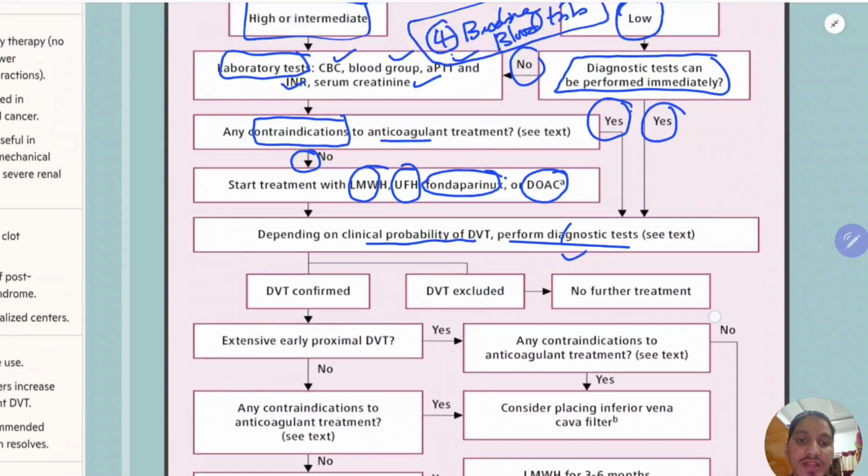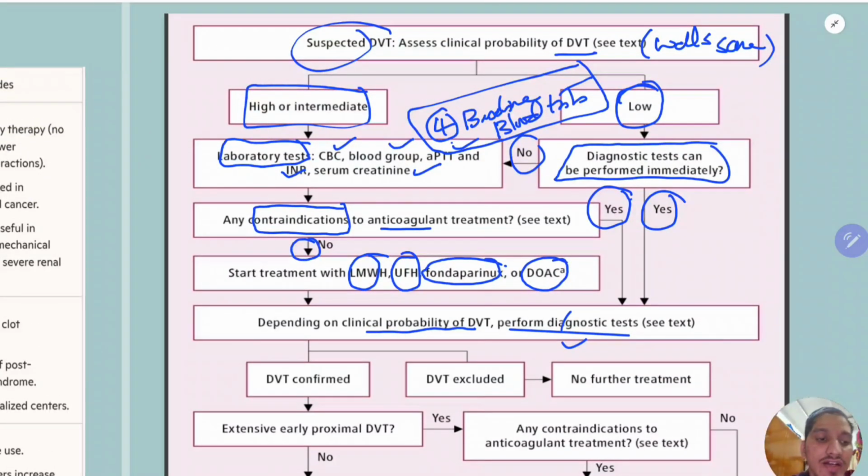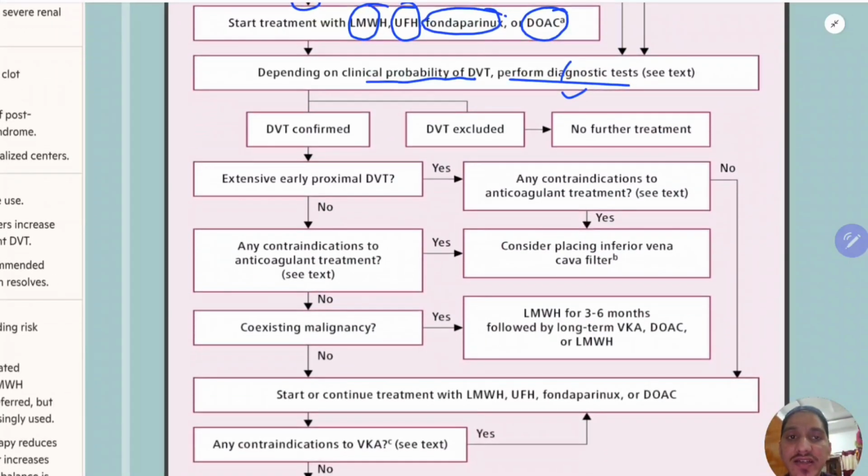If the blood tests are available, then you will first perform the blood test, then you will give the treatment. Okay. But one thing to remember is, in high or intermediate cases, first you will give treatment, then you will confirm your diagnosis. And generally in low Wells score, first you will confirm, then you will give anticoagulation treatment. That's the thing. Okay.